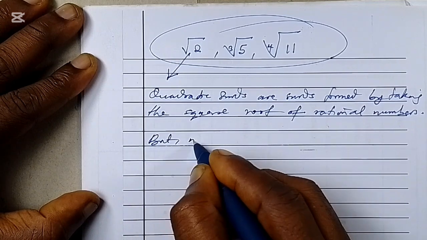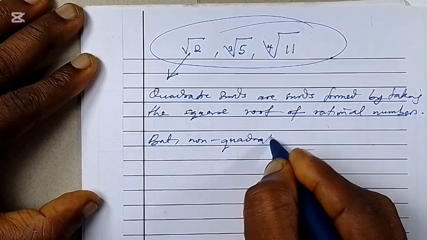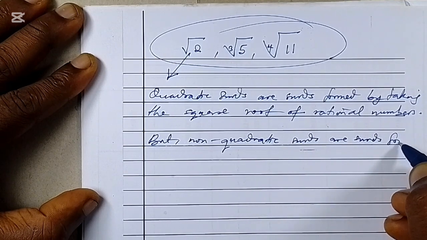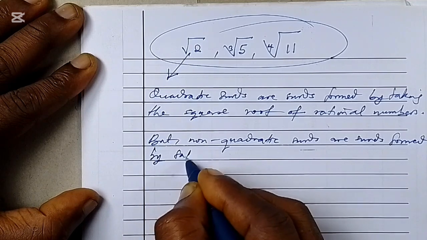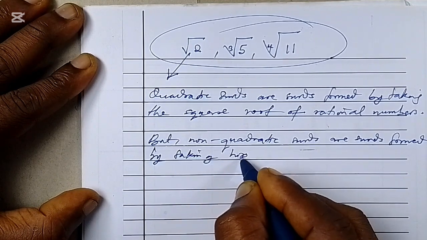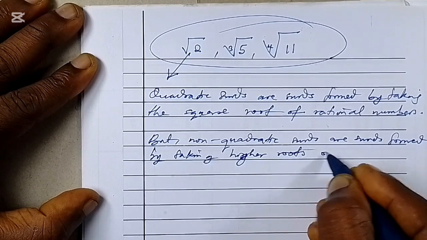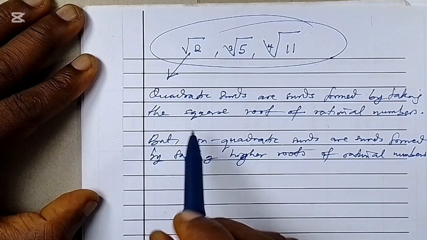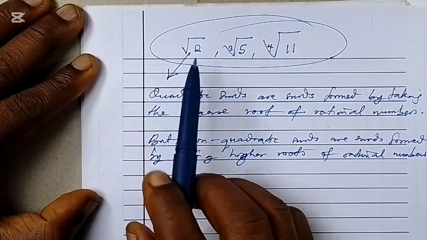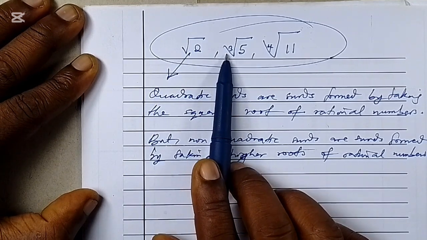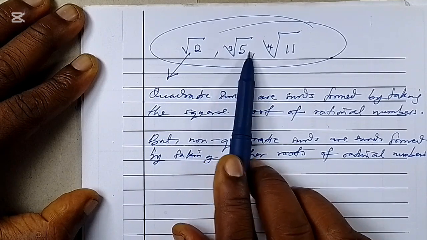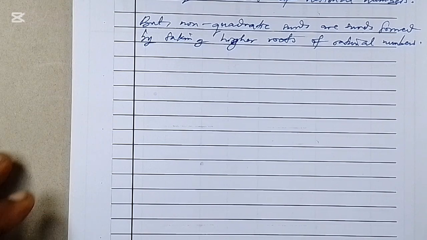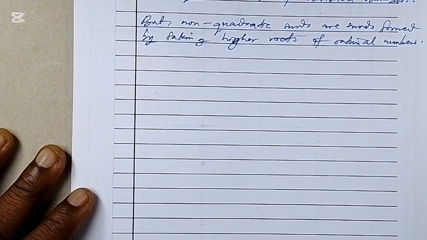But non-quadratic surds are surds formed by taking higher roots of rational numbers. An example of a quadratic surd is the square root of 2. Examples of non-quadratic surds are the cube root of 5 and the fourth root of 11. Please take note, in this particular lecture, our emphasis will be on quadratic surds.